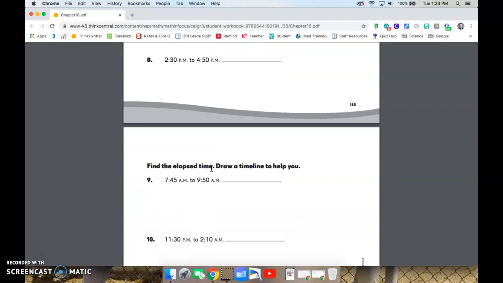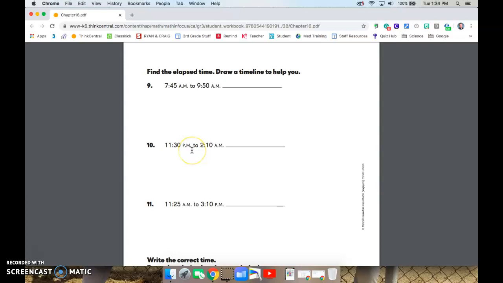Number 9, find the elapsed time dry timeline to help you. So here we go, 7:45, and this is a.m. So 7:45, we have 8:45 and 9:45, so there's 2 hours. 45 to 50 is 5 minutes, so 2 hours and 5 minutes.